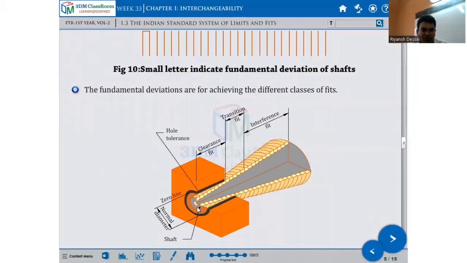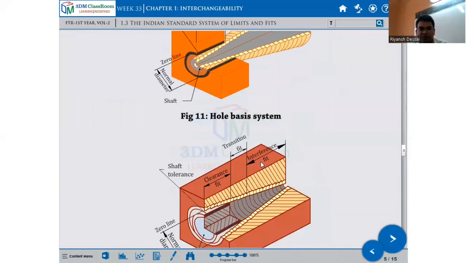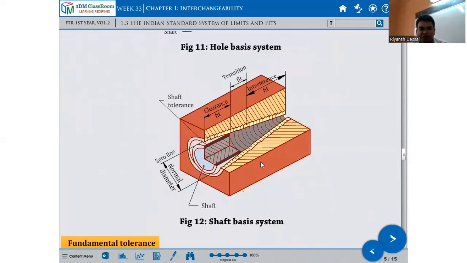This is a shaft. And here the sections are all called tolerances. We'll come to the whole basis system. And this is for the shaft basis system. Shaft basis, this is the shaft basis system. Nominal diameter. This is the shaft. And this is the hole.